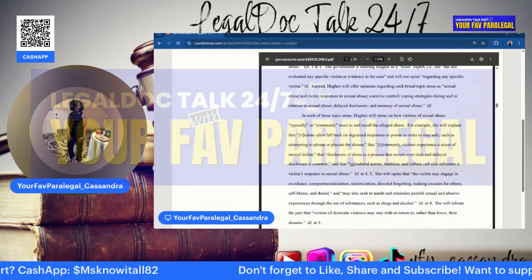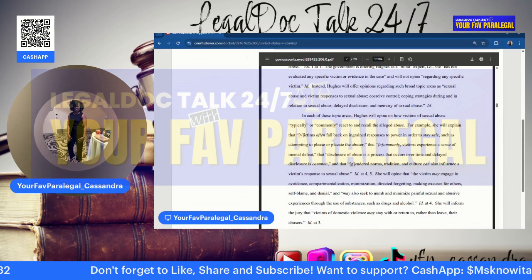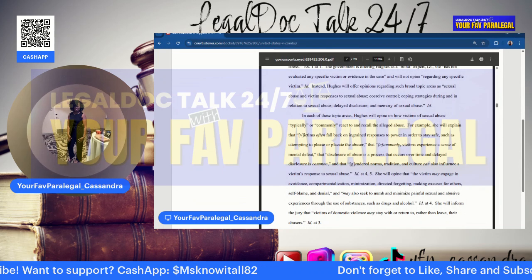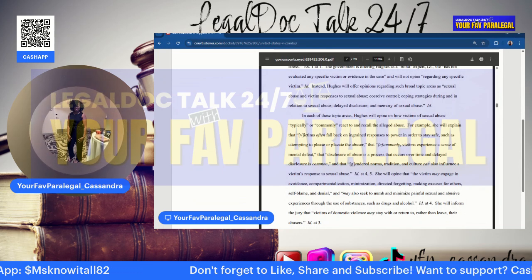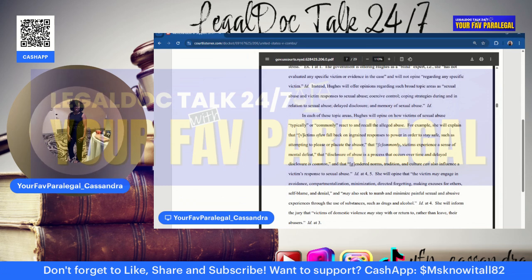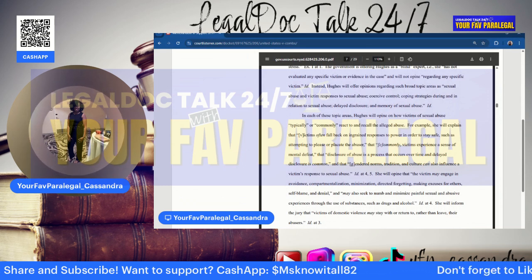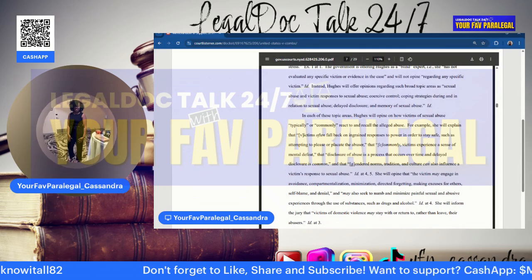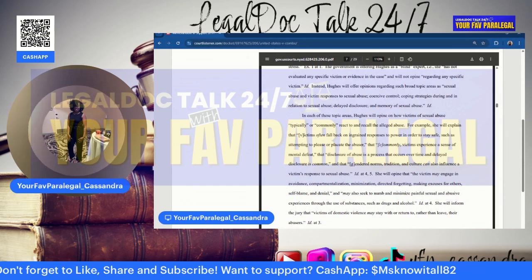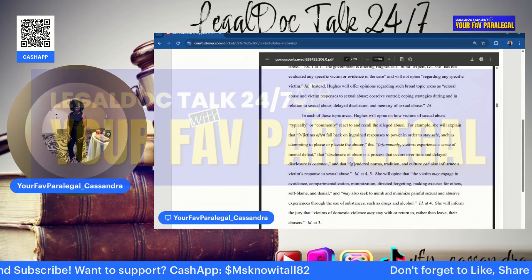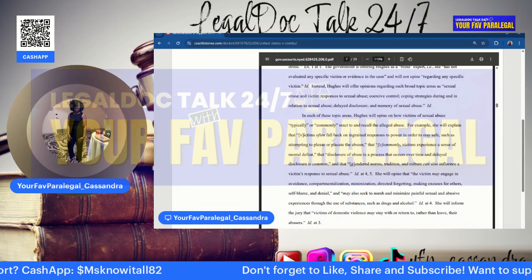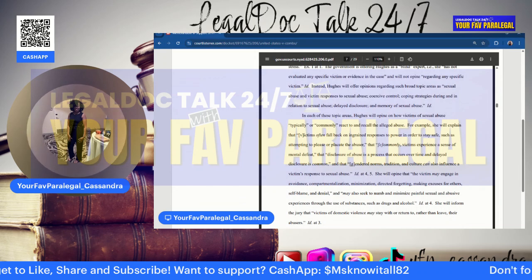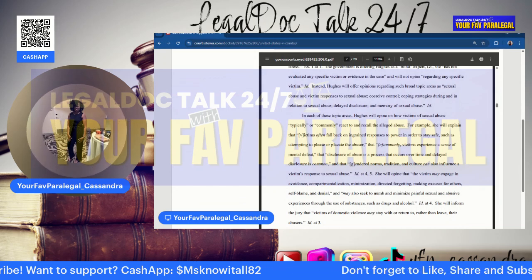On each of these topic areas, Hughes will opine on how victims of sexual abuse typically or commonly react to and recall the alleged abuse. For example, she will explain that victims often fall back on ingrained responses to power in order to stay safe, such as attempting to please or placate the abuser, that commonly victims experience a sense of mental defect, that disclosure of abuse is a process that occurs over time and delayed disclosure is common, and that gendered norms, tradition, and culture can also influence a victim's response to sexual abuse.